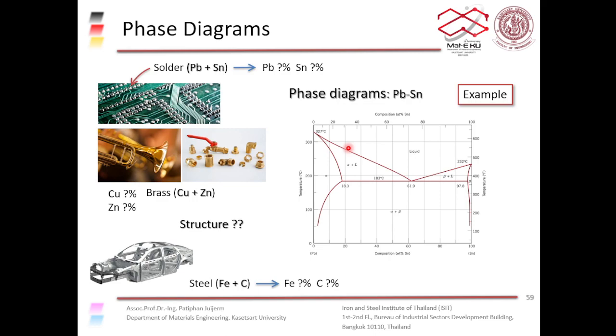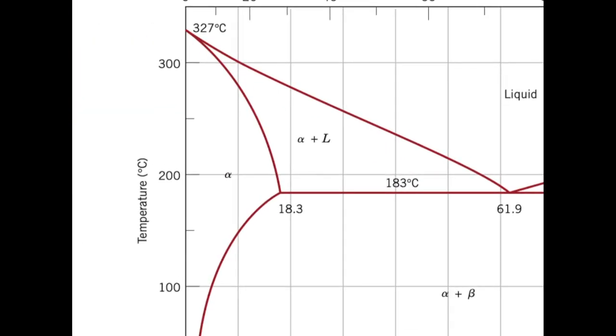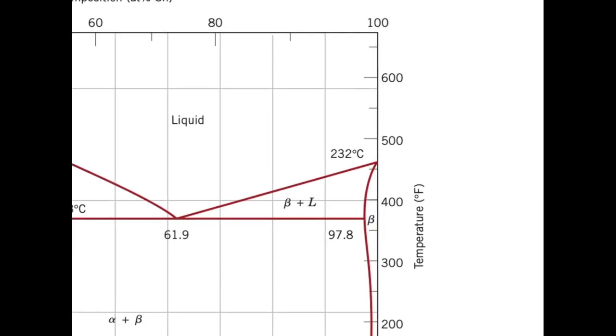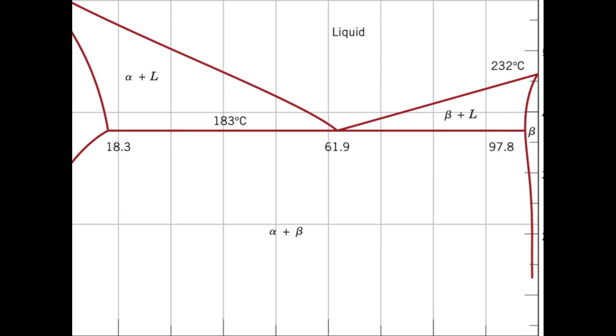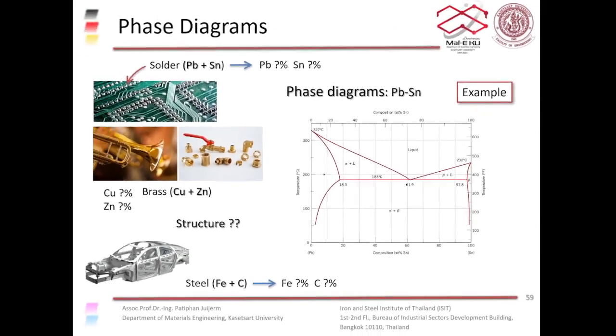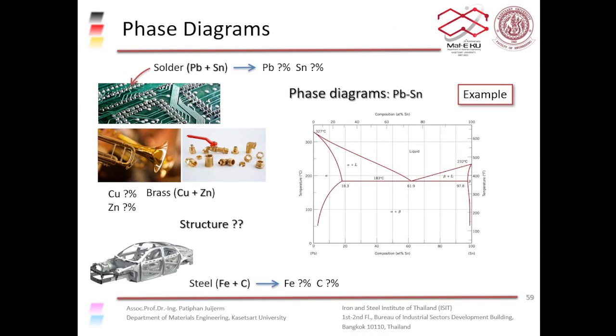right? And you can see that in this phase diagram, you have the alpha phase, you have the beta phase, and you have the alpha plus beta phase, right? If you look at the phase diagram, you have the alpha phase, you have the beta phase on this side, you have the alpha plus beta phase. What are alpha phase? What are beta phase?